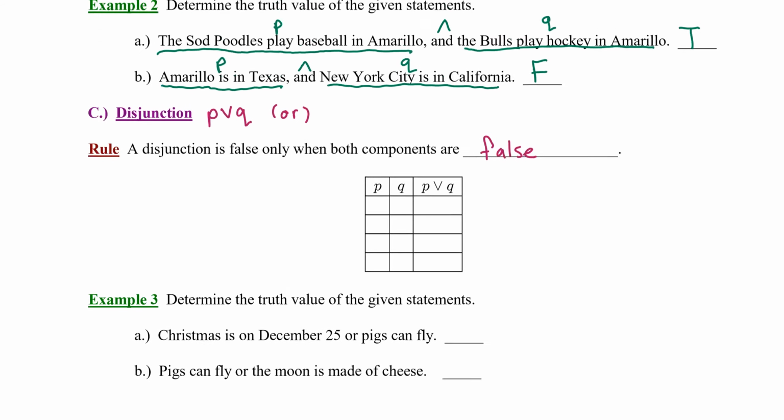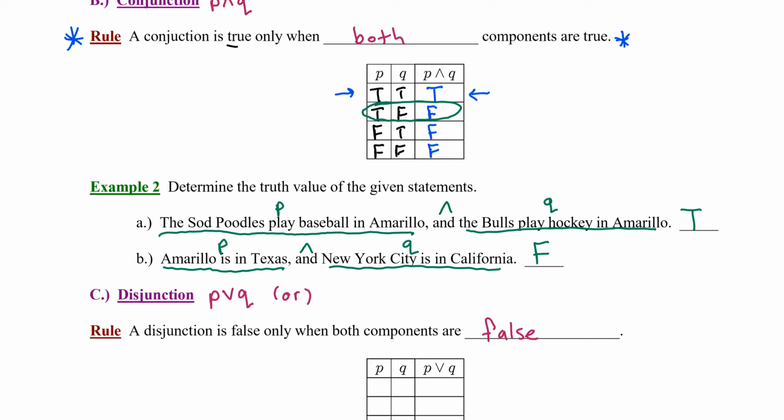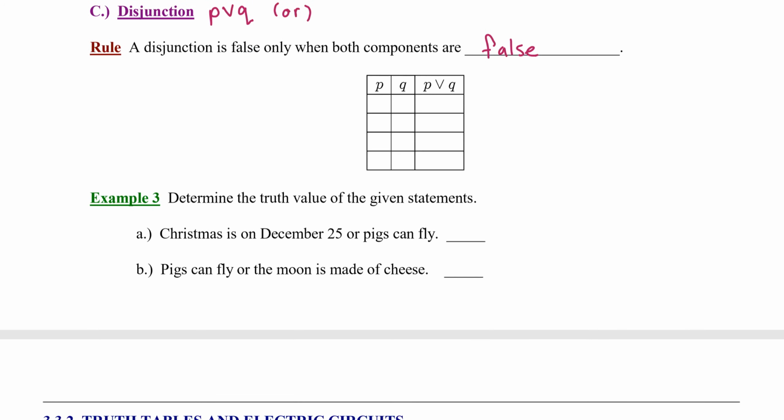Notice how this rule is different from the conjunction rule. In the conjunction rule, we were looking at the special case of when the conjunction is true, because that was really the only result that was different from the other rows. In the rule for the disjunction, we're looking at when is a disjunction false. Here's why. That's the only one that's going to be set apart in the truth table.